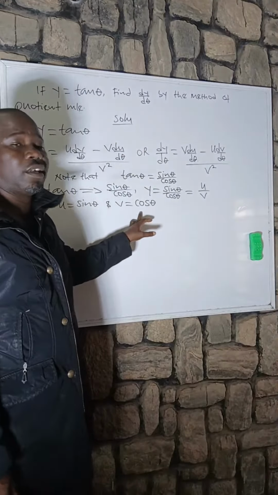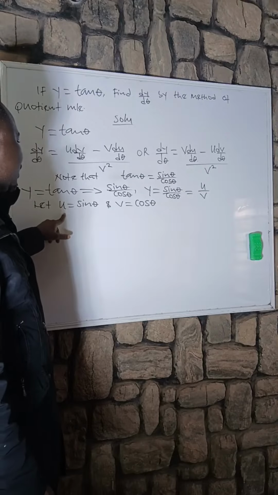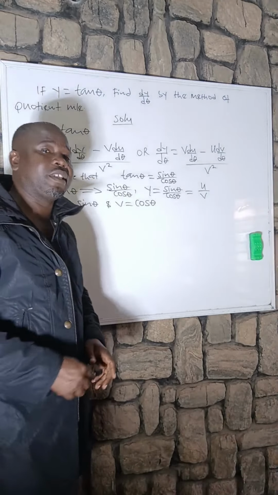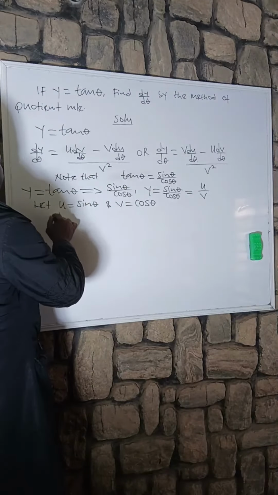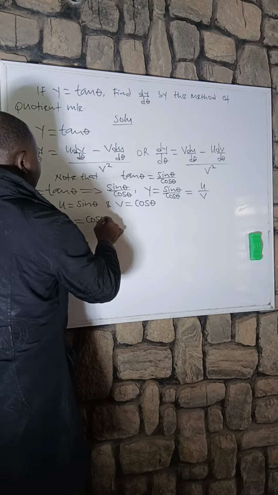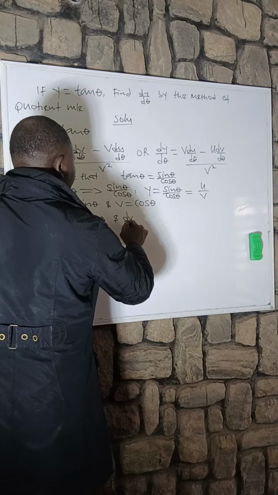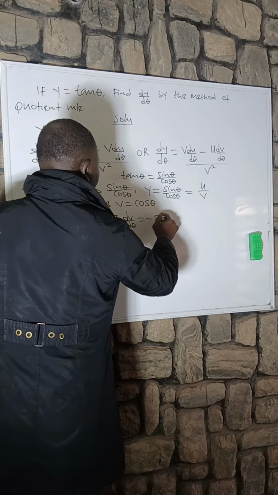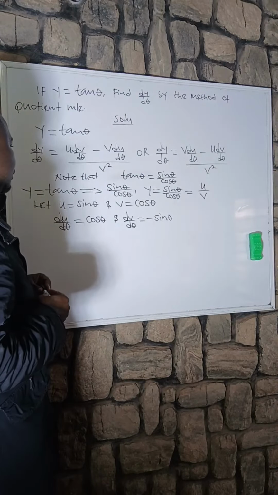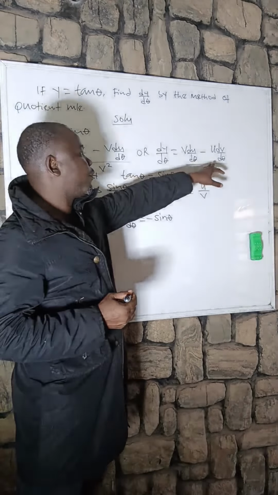We've gotten our ordinary u and v. What next is for us to differentiate to obtain our du all over d theta. So we'll differentiate this function with respect to what? Theta. So our du all over d theta now equals cos theta if you differentiate sin theta, and dv all over d theta equals minus sin theta. Amen? Okay? Do you agree with me? So we have to go by this formula.